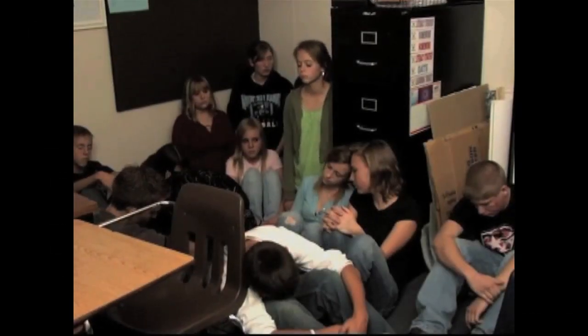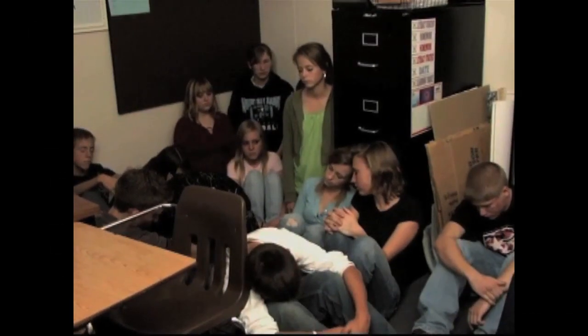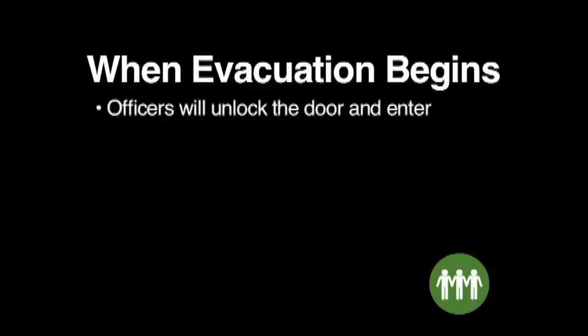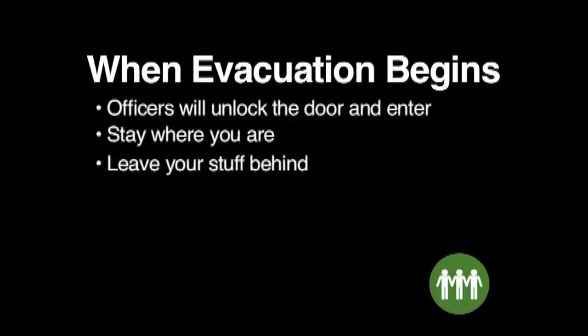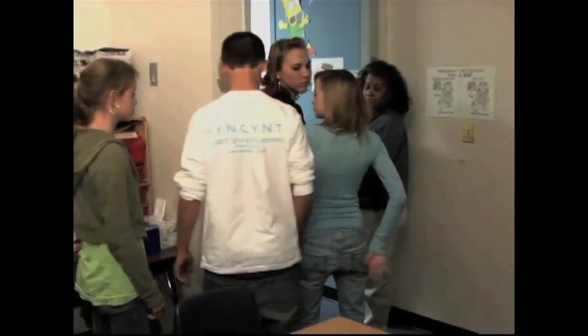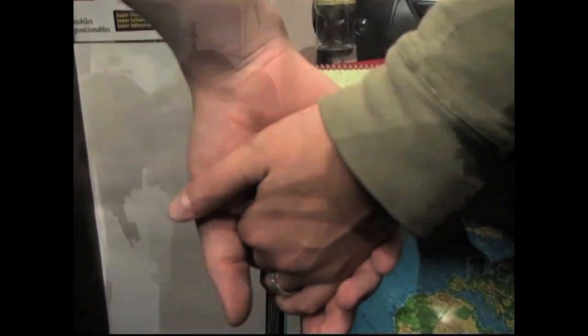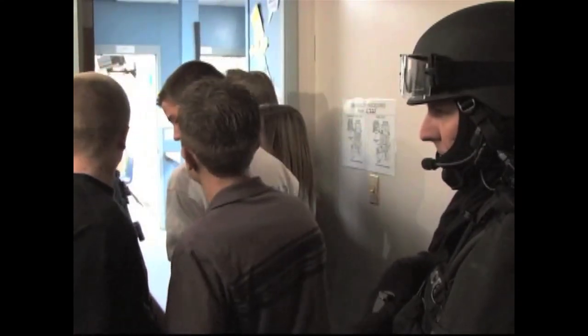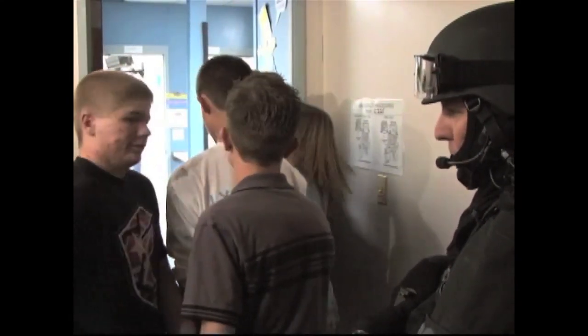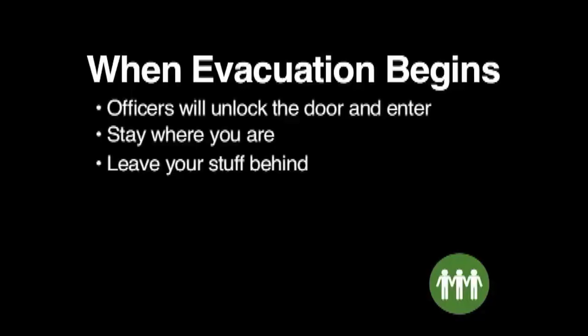When law enforcement begins the evacuation, here's what to expect. An officer will unlock your door and enter the room. Stay where you are. The officer will give you specific instructions you must follow. You will be asked to leave your stuff behind, form a line at the door with the teacher in front, hold hands with the person in front of and behind you until you reach your final destination. Wait quietly for further instructions from the officer. You will be told to proceed to the next officer.